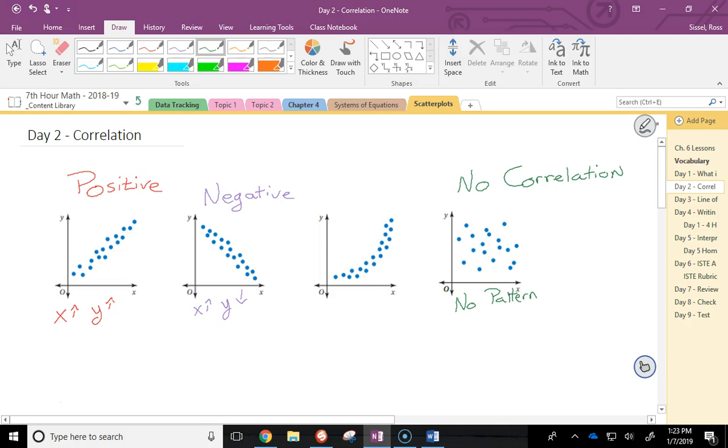The third one is the last one, and I left this one last because we won't use it as much. But we will call this one non-linear. And what we're going to say on this is it's going to form a curve.